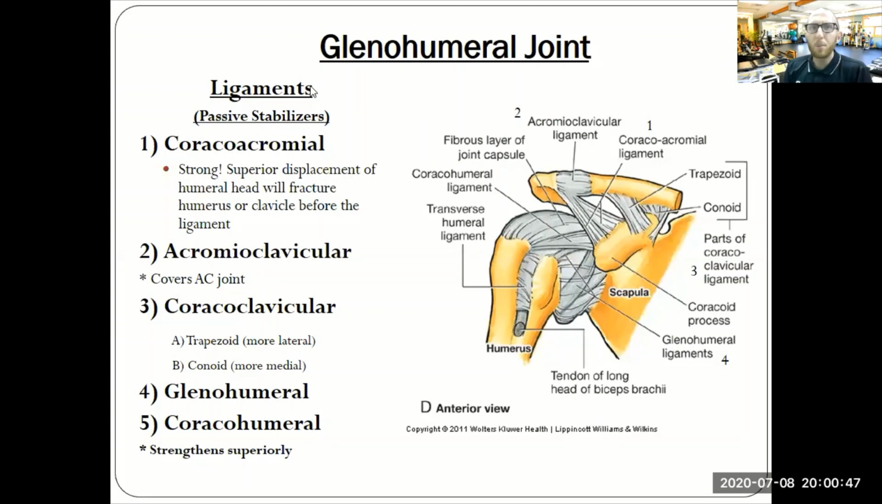And all these ligaments are passive stabilizers. Passive meaning you cannot contract a ligament. Ligaments don't contract, muscles do. So if ligaments cannot contract, they are passive. They are helping stabilize the joint, but since they cannot contract, they are passive stabilizers.